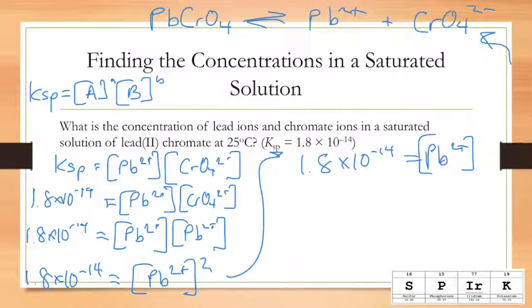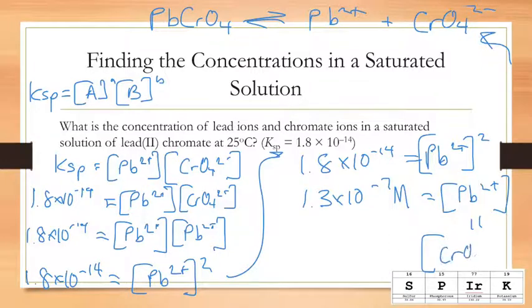So when we need to solve for this mathematically, we can take the square root of both sides, because we know that what we do to one side, we have to do to the other. So we are left with 1.3 times 10 to the negative 7 molar, and that is the concentration of Pb2+. But we also know that that is also equal to the concentration of CrO4 2-.